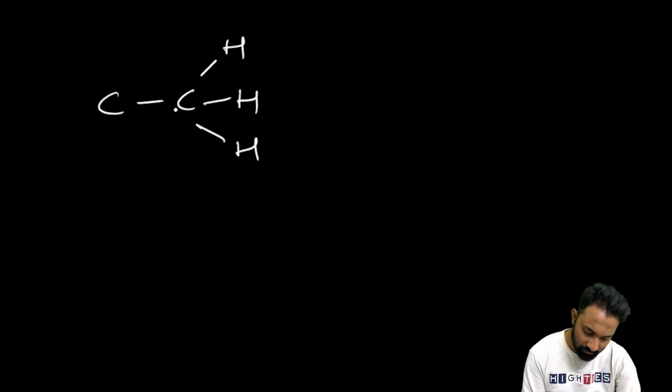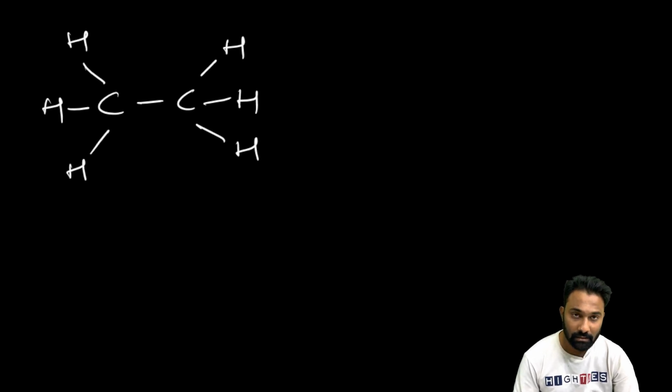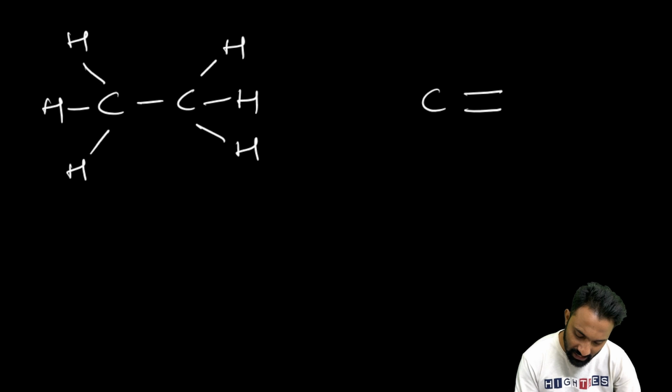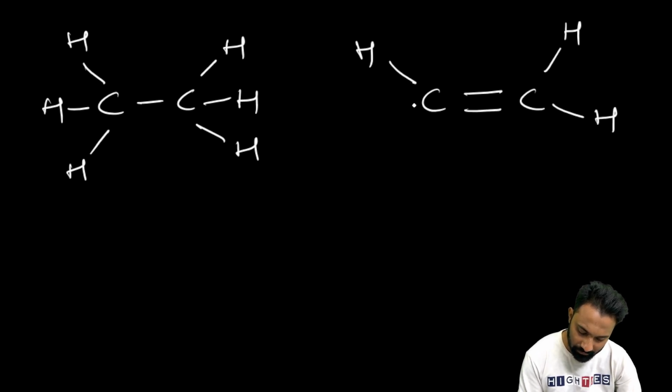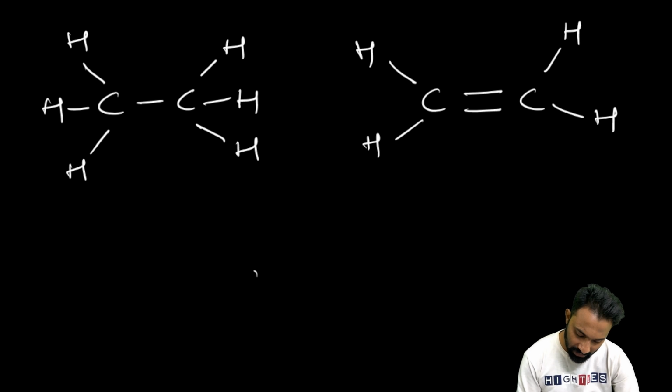Sometimes in the questions they may ask what is the bond length between, see, already we know this is an alkane, or we can represent it as ethane. Done. Next one we are having this one, it is an alkene. Next one we are having the triple bond. This is alkyne.